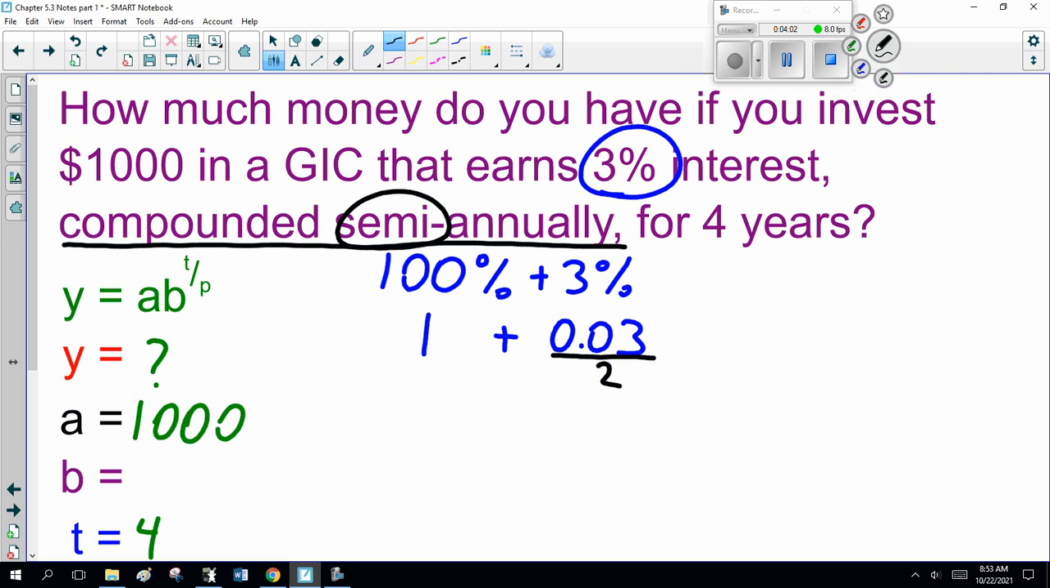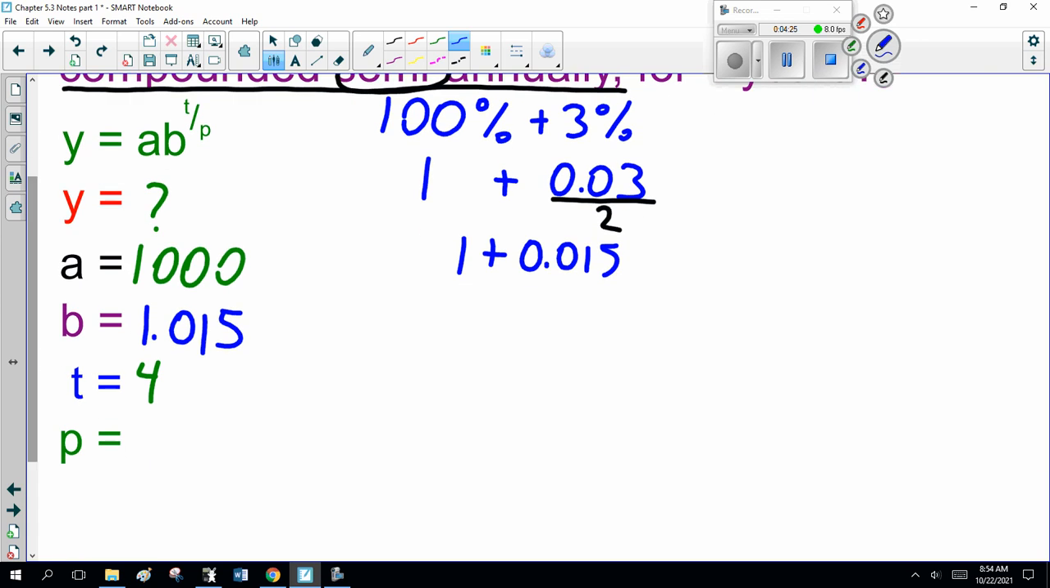Now, you may have seen this compounding formula before. So this is 1 plus 0.015, or my base is 1.015. And I hate these. Now, semi-annually means twice a year, or my doubling time is half a year. So I have to screw around with my base. I have to change my base.